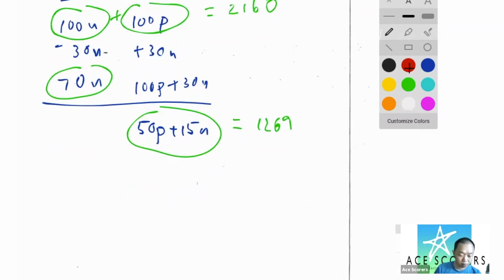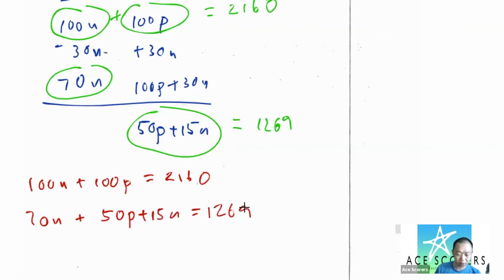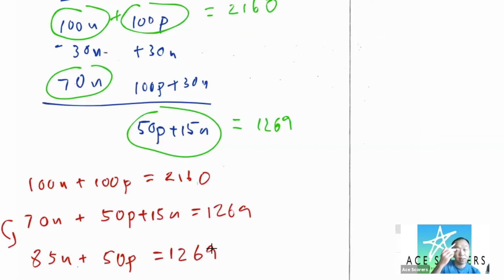Okay, so 100 units plus 100 parts equals 2160. Next one, 70 units plus 50 parts plus 15 units, 1269. Now the second one, I'm going to make it a little bit easier. Combine, so 85 units plus 50 parts equals 1269. Okay, so here comes the tricky solution because this is Rosai.